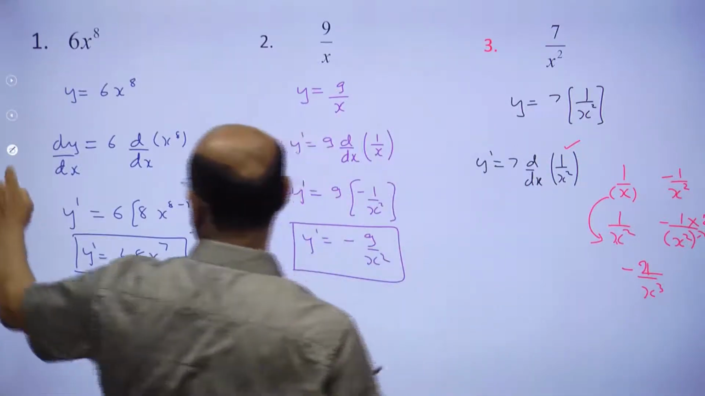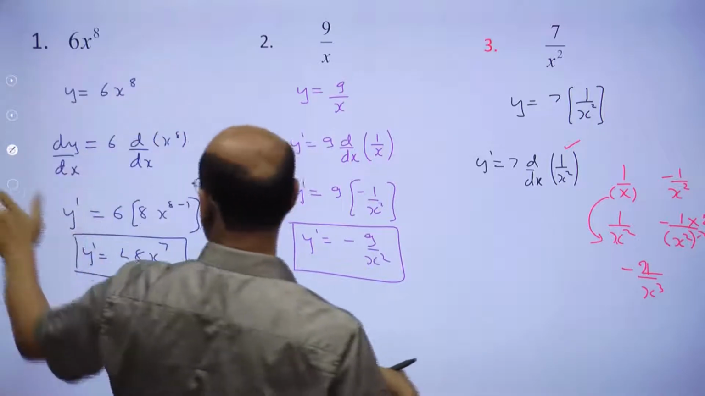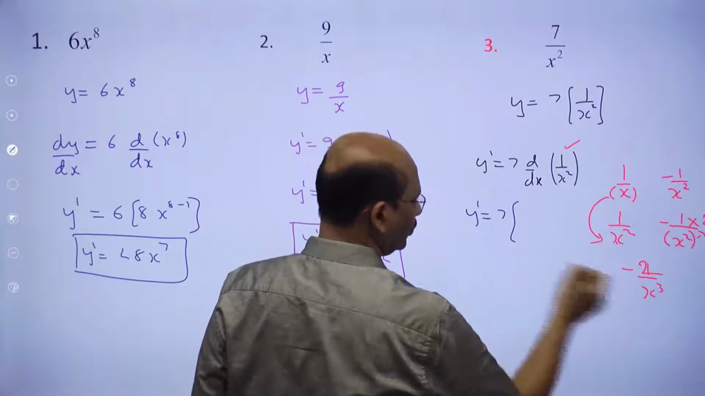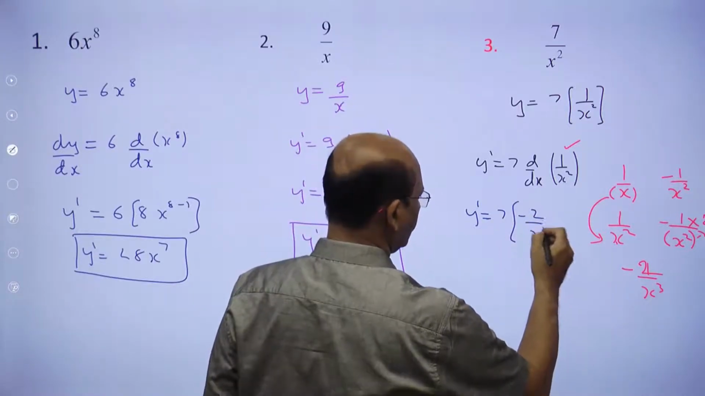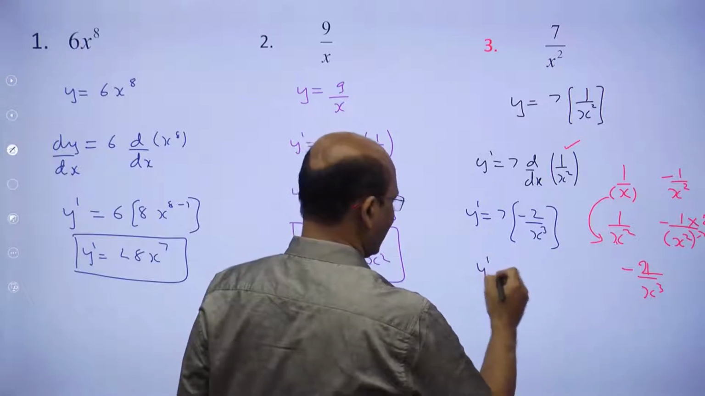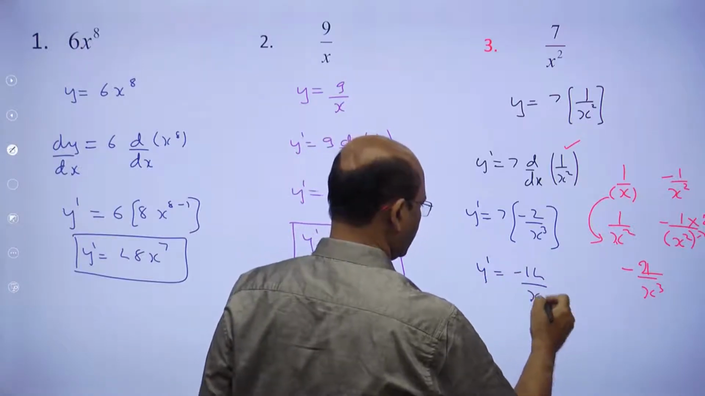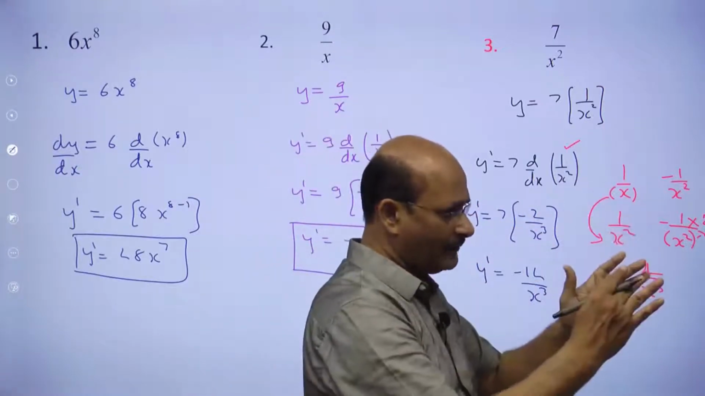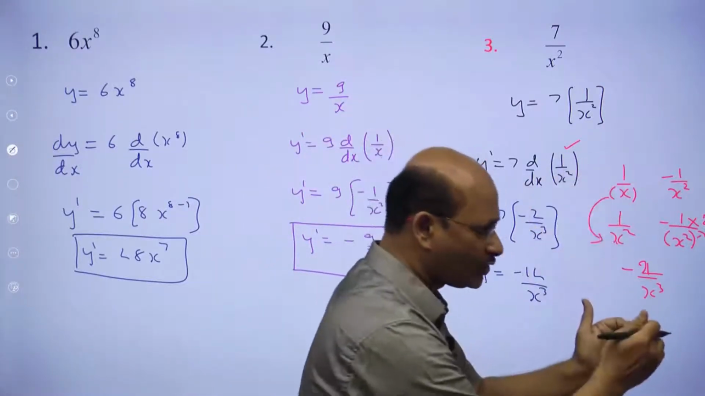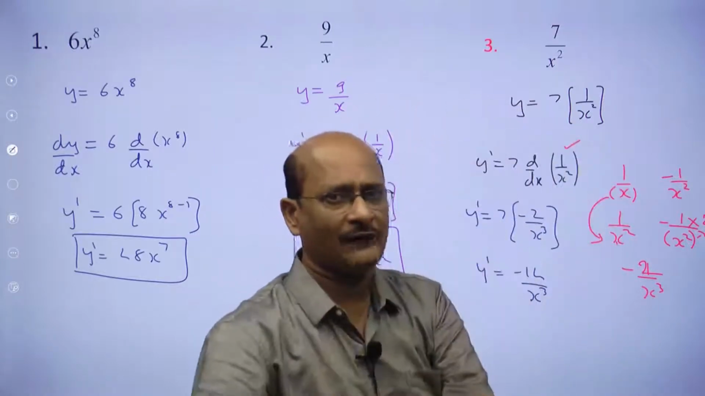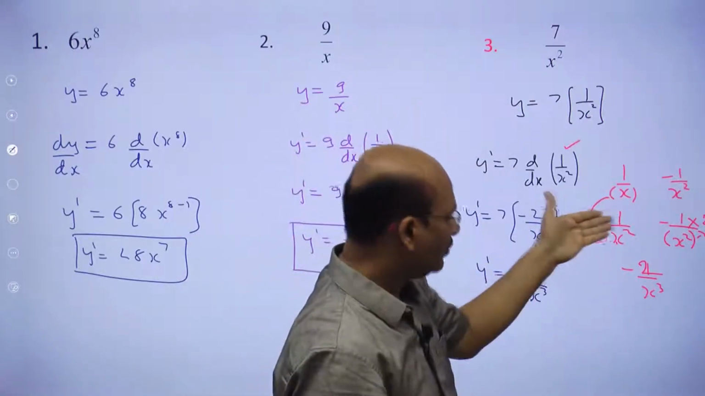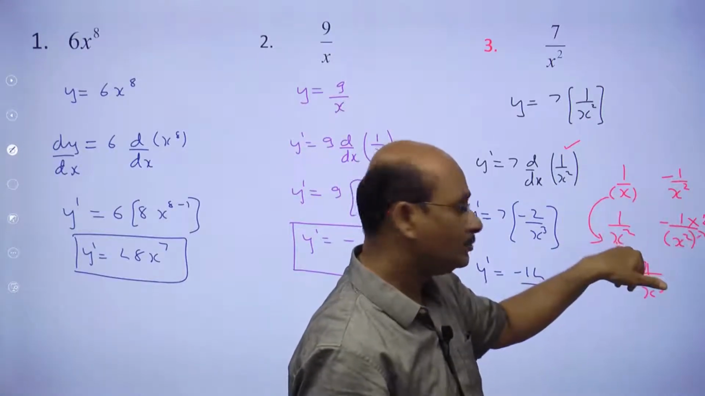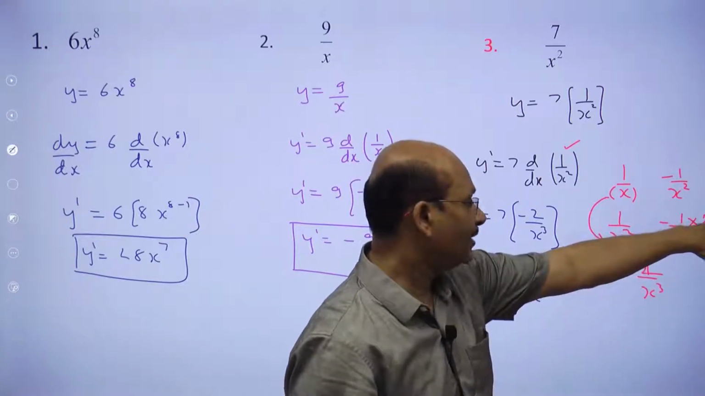So, I got the working here. What is the derivative here? y dash will be 7 into minus 2 upon x cube. So, eventually you will get y dash equal to minus 14 upon x cube. You have to adopt these standard techniques, just by comparison. For any function, the derivative of 1 upon that function is minus 1 upon that function square, into the chain rule factor f dash x, that is 2x.